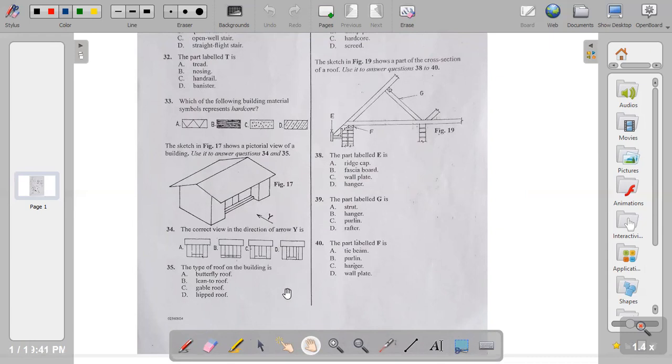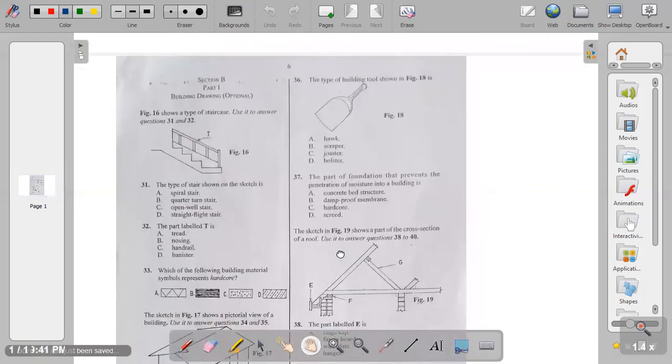Question 35. The type of roof on the building. A, butterfly, B, lintel, C, gable, D, throw. 35 is C. This roof is called a gable roof. You can see the gable end. This is the gable end of the roof. It's a gable roof and it slopes to just 2 sides.